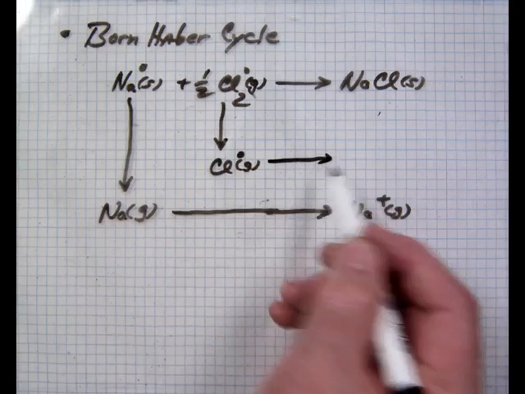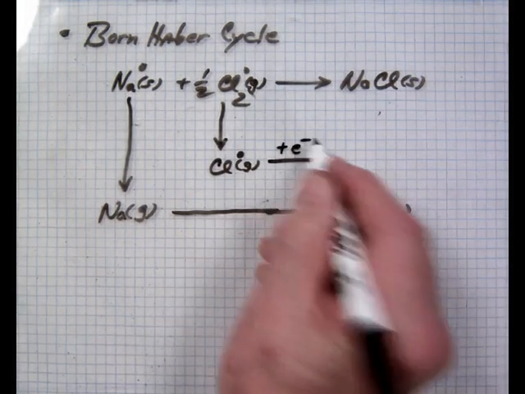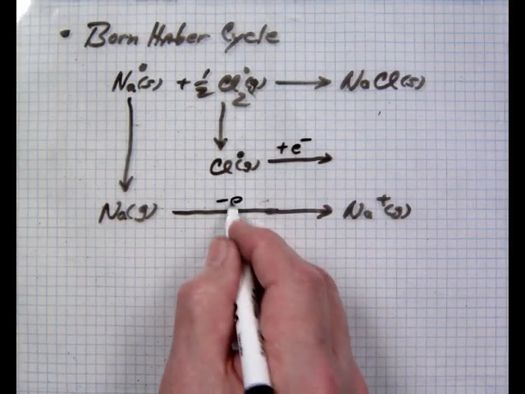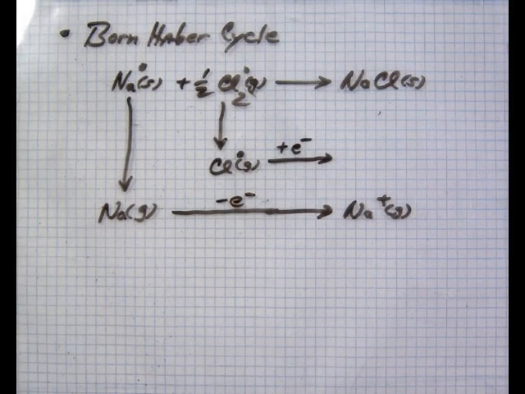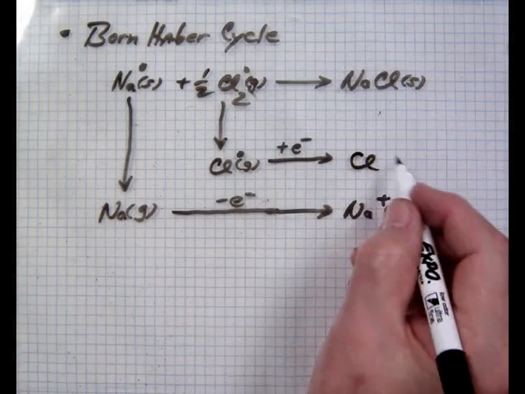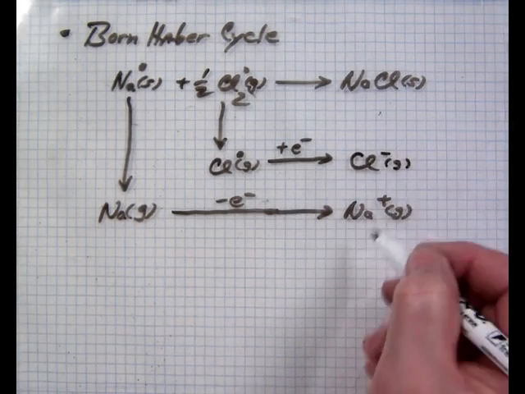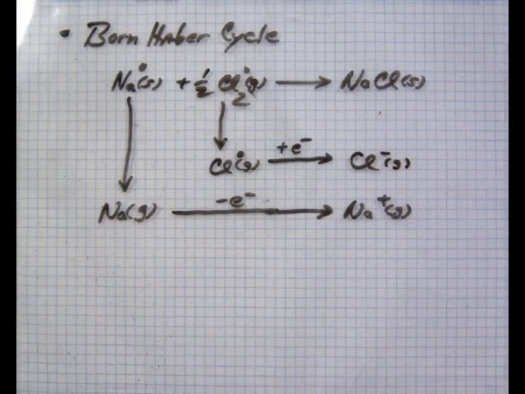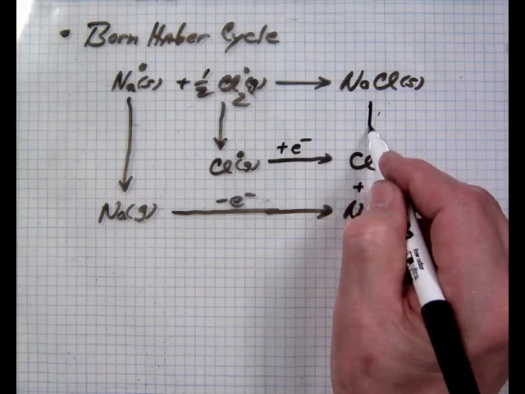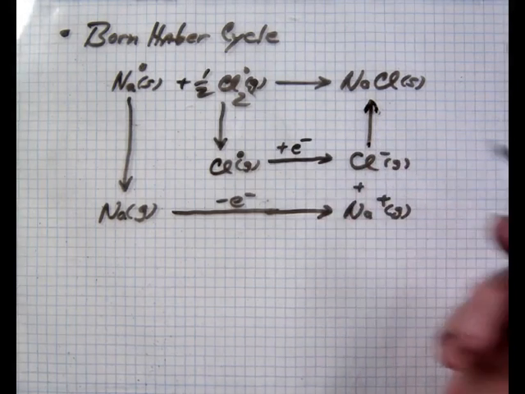Now we're ready to gain our electrons. And here I should have put gain of electron. Negative electron means gain of electron, okay? And when we do, we get Cl minus in the gas phase. Now these are ready to bond. So sodium chases down chlorine because opposites attract. And we form a bond, an ionic bond.